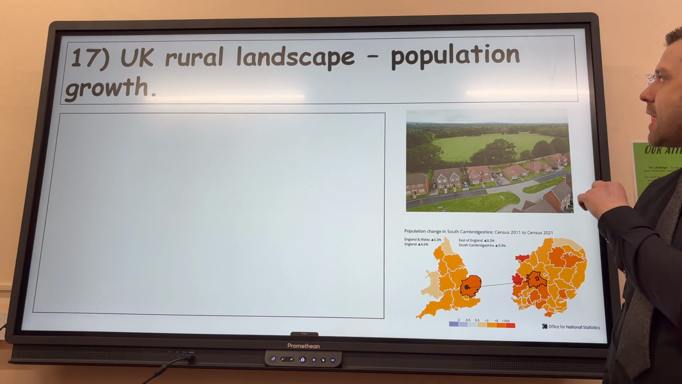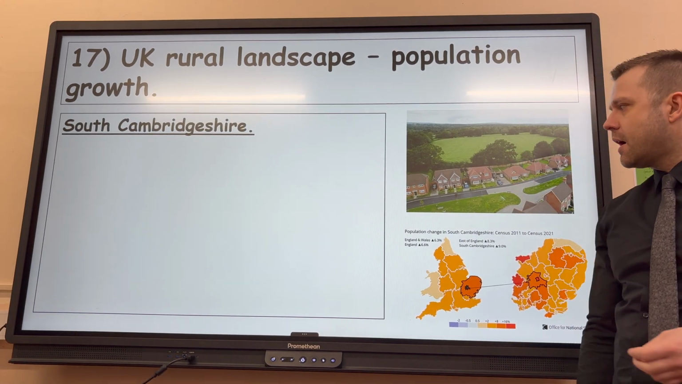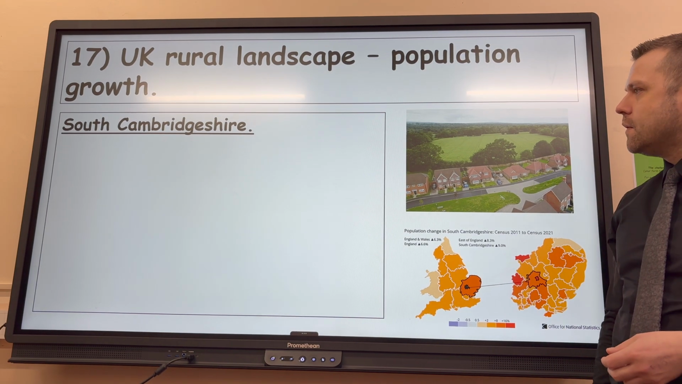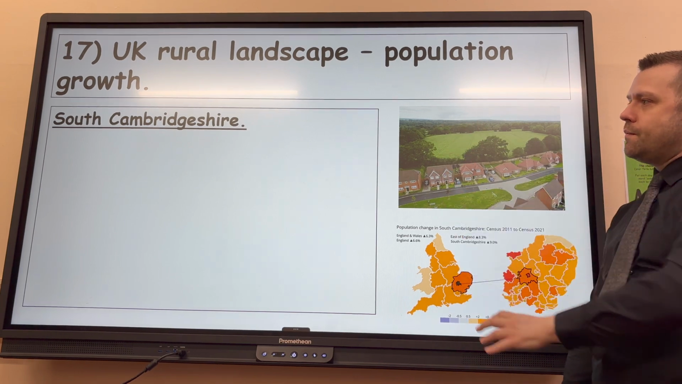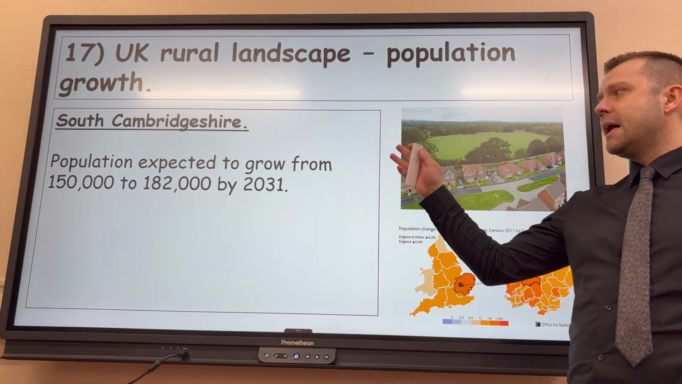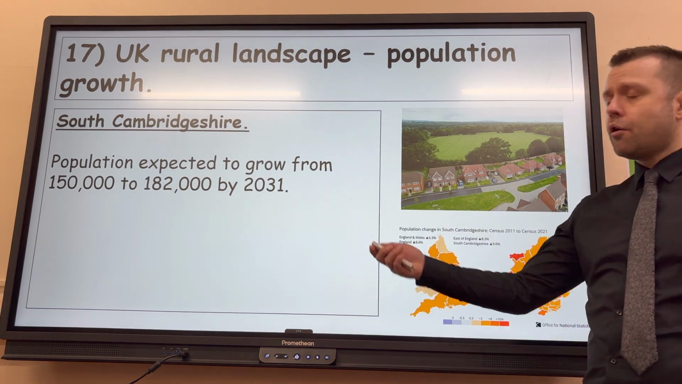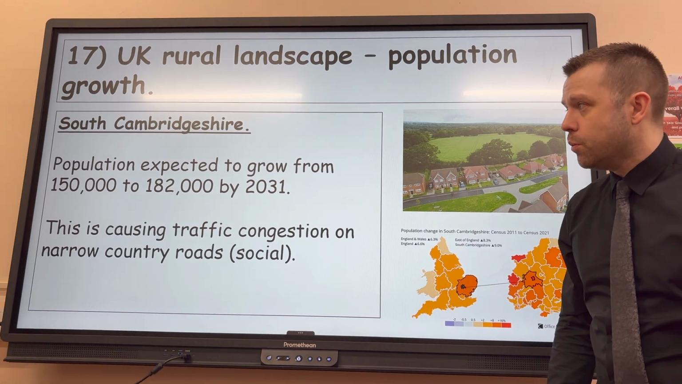UK rural landscape population growth. So we use South Cambridgeshire as our example of population growth in a rural area. As you can see, a new housing development has been built on this greenfield site and urban sprawl is taking place. And the population is expected to grow from 150 to 182,000 by 2031.